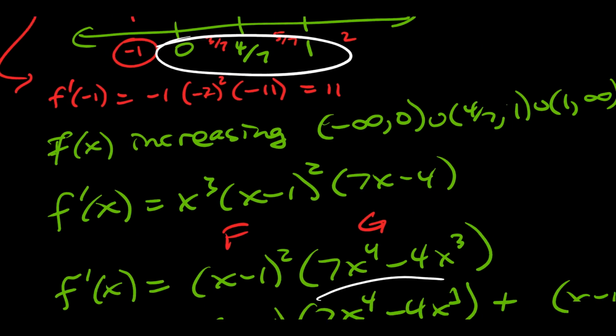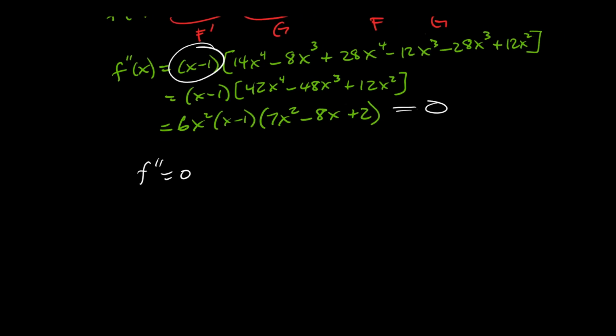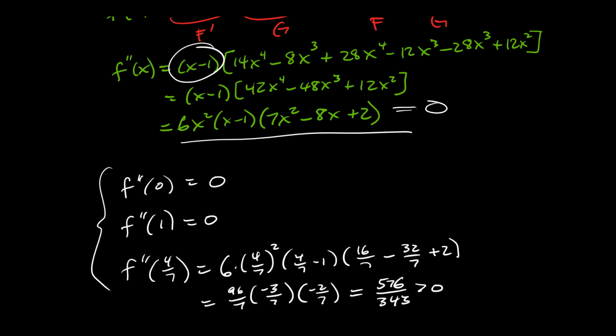So we got 0, 4 sevenths, and 1. So let's see what happens when we plug those in. I'm going to plug all those into this right here. Okay, so I did that. And the problem is the second derivative test fails whenever you get 0. So it doesn't tell you anything about the first two critical numbers that I put there.